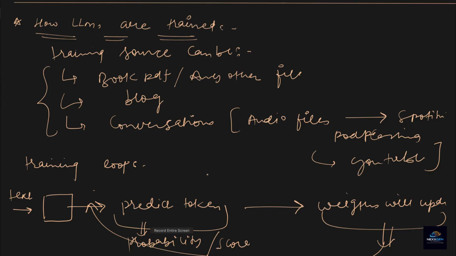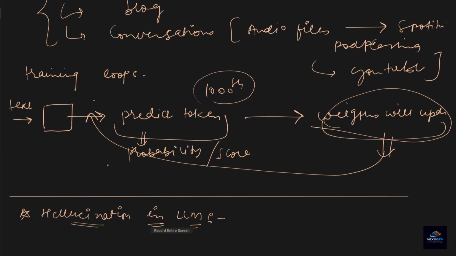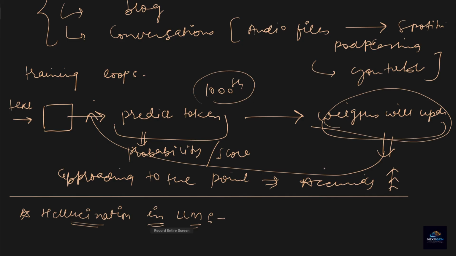Millions of times, thousands of times, this happens again and again, and the weights are updating to make sure that we are approaching the point where the accuracy of the model is maximum. So I hope it's clear now how the training loop is working here.